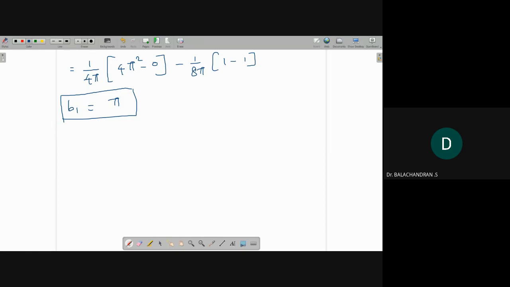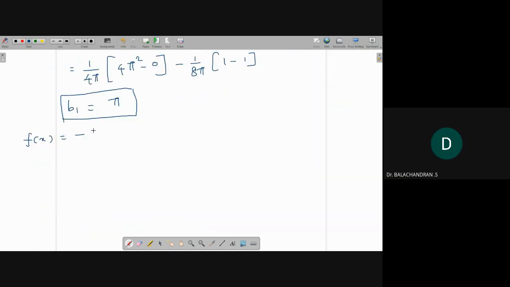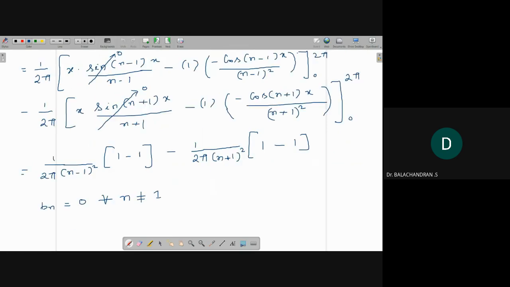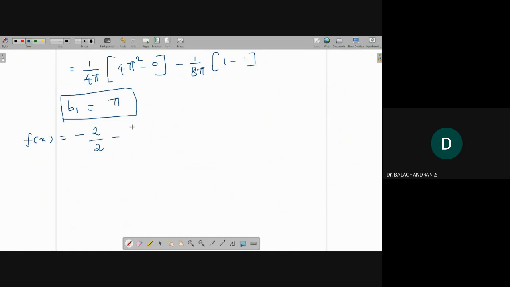So now what is f of x? f of x is equal to a0 by 2. What is a0? a0 is minus 2, so minus 2 divided by 2. And then first I'll write a1. What is a1? a1 is minus half, into cos nx, n equal to 1, plus the summation, it should start from n equal to 2 now, because n equal to 1 is this term.